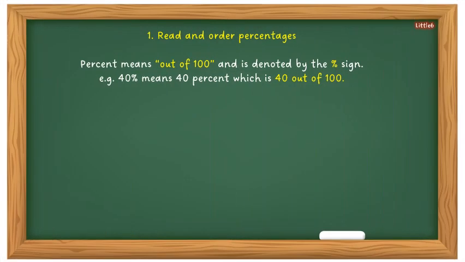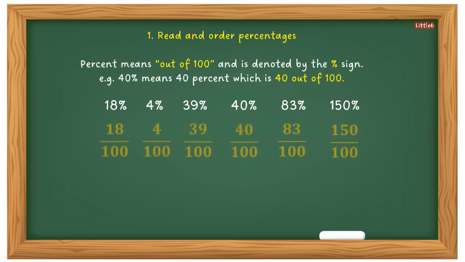Let's look at read and order percentages. The word percent just means out of 100 and is denoted by the percentage sign. For example, 40% just means 40 out of 100. Now, percentages are just like whole numbers. We're used to working with whole numbers from small to large, that's positive numbers, and percentages are no different. The bigger the number, the bigger the percentage.